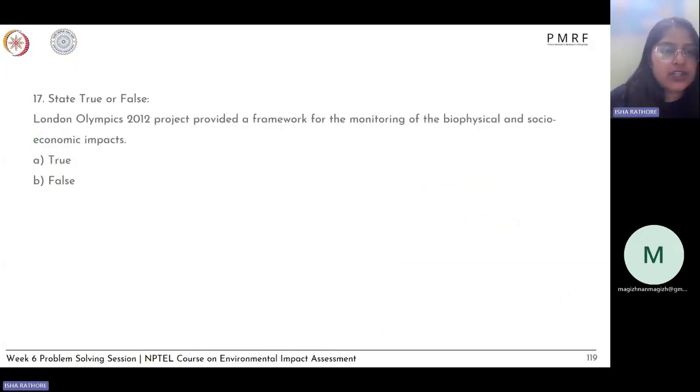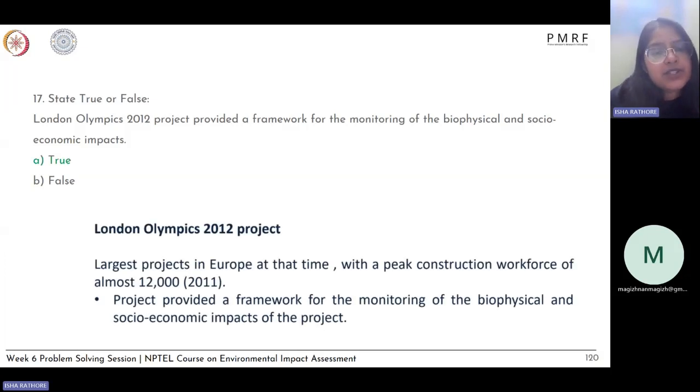Moving on to the next question. State true or false? The London Olympic 2012 project provided a framework for the monitoring of the biophysical and socio-economic impacts. Is the statement true or false? So this is based on the case study which was undertaken in lecture 30. So the statement is true. The London Olympic 2012 provided a framework for monitoring of biophysical and socio-economic impacts of the project. Okay, so A, true, is the correct answer.